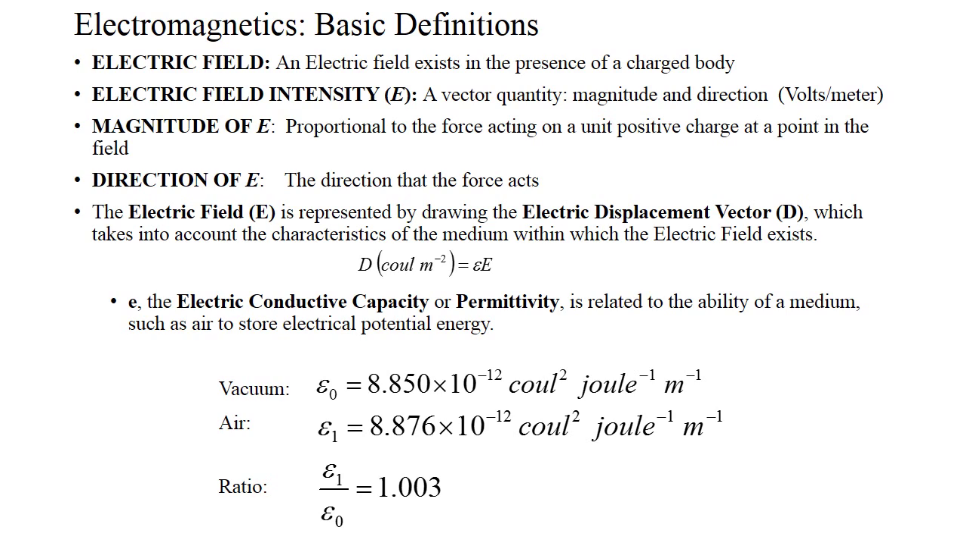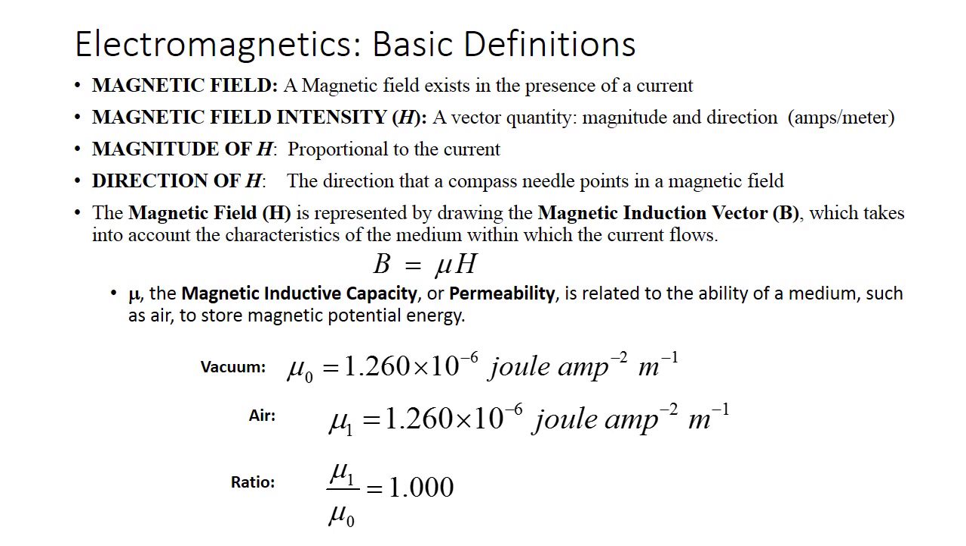The electric field is represented by drawing the electric displacement vector, which takes into account the characteristics of the medium within which the electric field exists. The electric capacity, or permittivity, is related to the ability of a medium such as air to store electrical potential energy. And then there it is, the formulas for it, the actual values for vacuum, air, and then the ratio of epsilon.